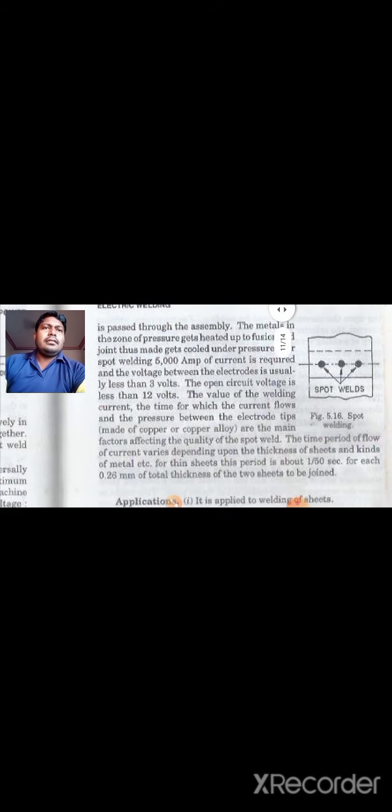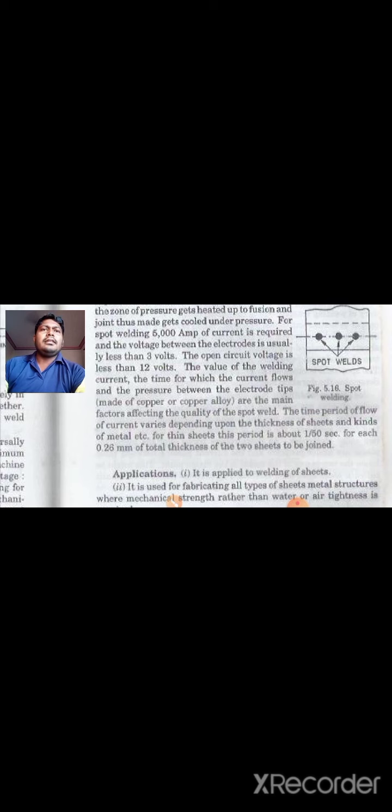What are the other things? The value of the welding current, the time for which the current flows, and the pressure between the electrode tips are the main factors. These are the main factors of this kind of welding, of which we have to keep a deep, thorough knowledge, and are the main factors affecting the quality of spot welding. So by governing these things, the quality of the spot welding can be maintained.